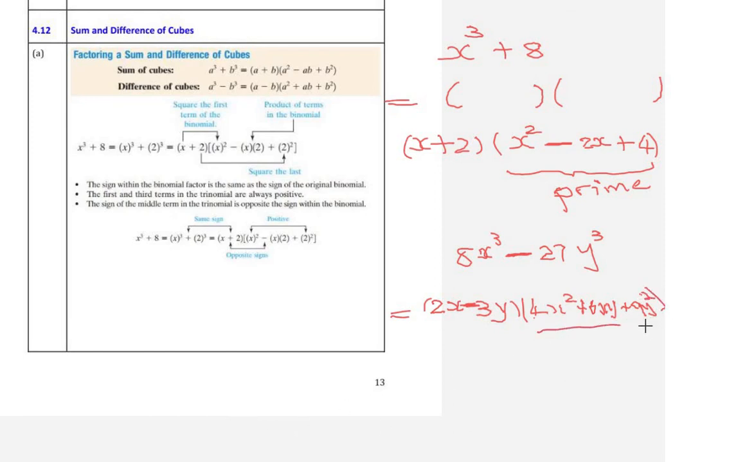And this is a prime trinomial, meaning you cannot factorize it. Do not try to do that. You cannot factorize it.